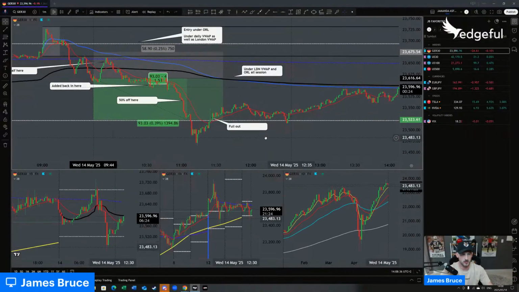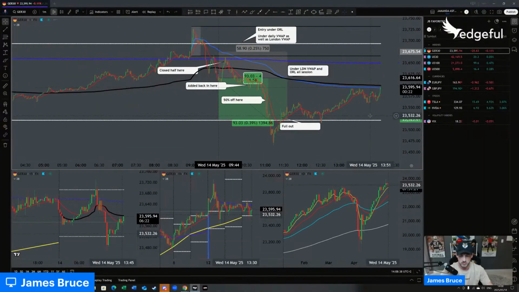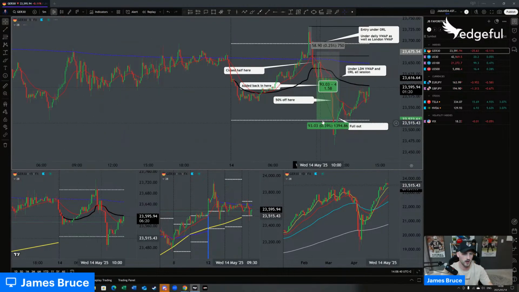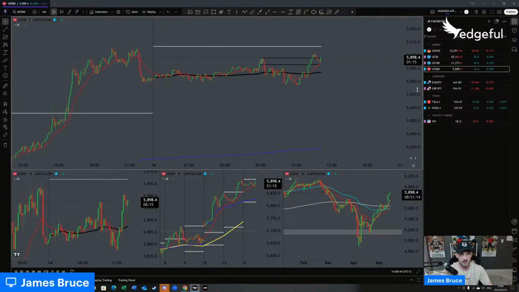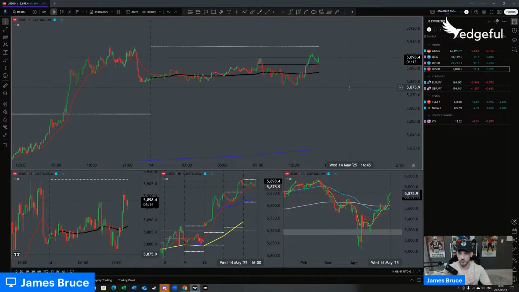Let's see how we get along into the New York session. We are starting to see price action making new highs here, so got to be careful of trying to fade momentum. The NASDAQ and S&P are looking obviously quite bullish. I got chopped up trading the Dow yesterday, whereas there were some easy longs on the NASDAQ and S&P.